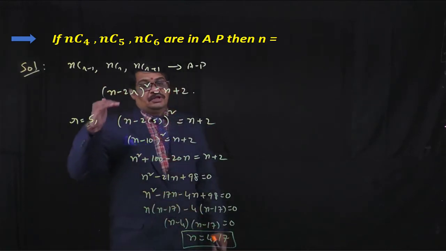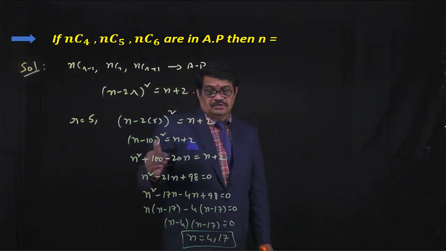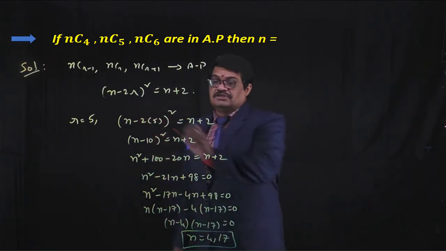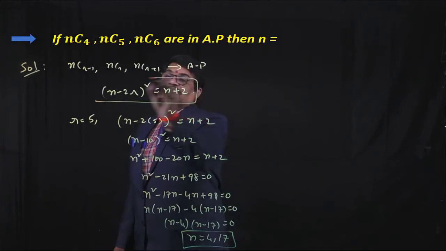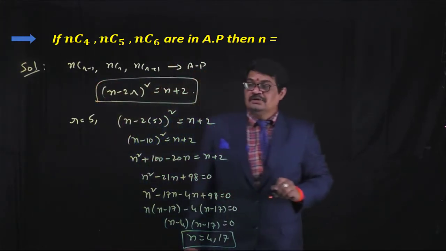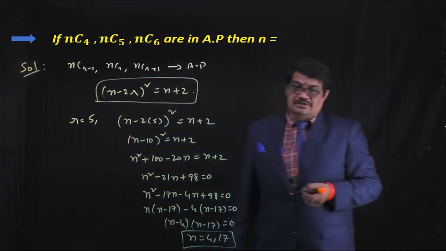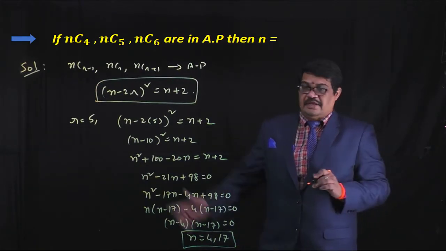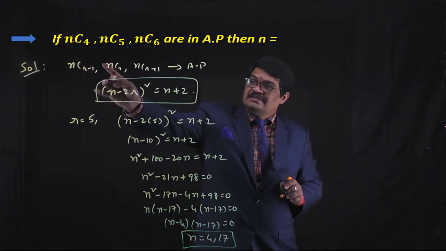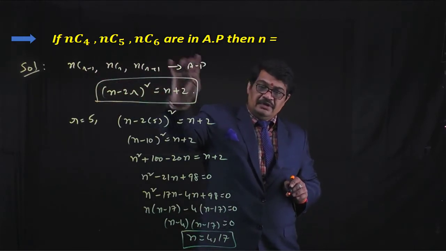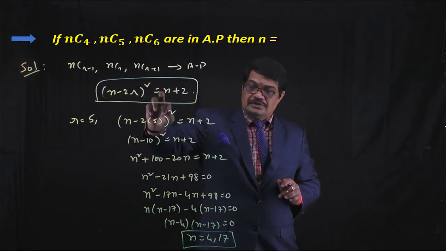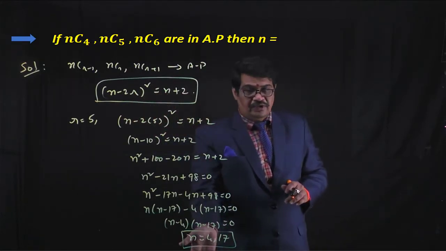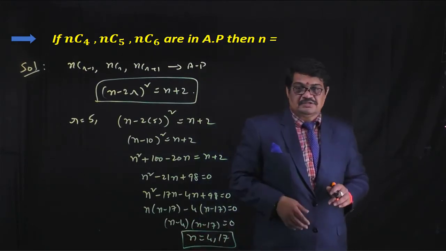If three consecutive binomial coefficients are in AP, then this is the formula. You must remember this formula: (n − 2r)² = n + 2. So if three successive binomial coefficients nC(r−1), nCr, nC(r+1) are in AP, then the formula is (n − 2r)² = n + 2. So using this formula, we are getting the value of n, here 4 or 17.